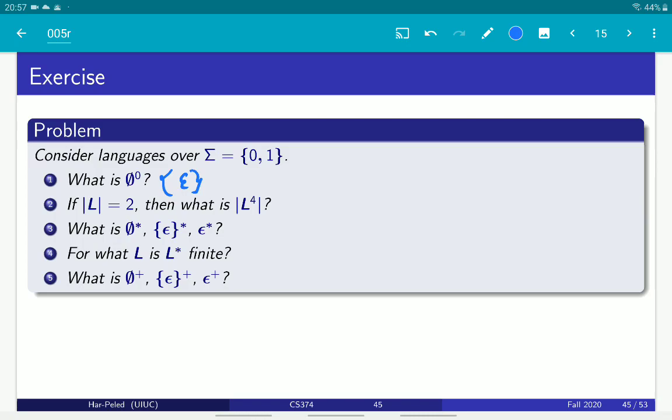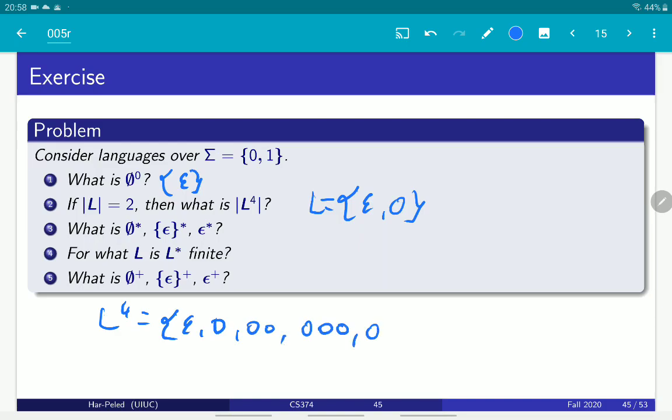Okay, if L is equal to something, what is L to the 4? Again, it can be several things, depending on the words in the language and so on. In particular, think about the case where L is epsilon and 0, then L to the 4 is going to be epsilon, 0, 00, 000, and four zeros. And those are the possibilities.